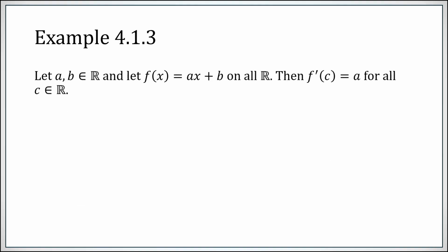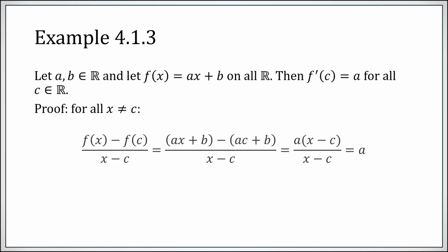The next example, suppose a and b are real numbers and let f(x) be a line, ax plus b. Then the derivative is exactly equal to a everywhere. Again, we can simply compute a difference quotient, f(x) minus f(c), ax plus b minus ac plus b. The b's cancel, you can factor in a and cancel out the x minus c's, and you just get a constant. Now we can simply take a limit as x approaches c of this constant, and we're done.